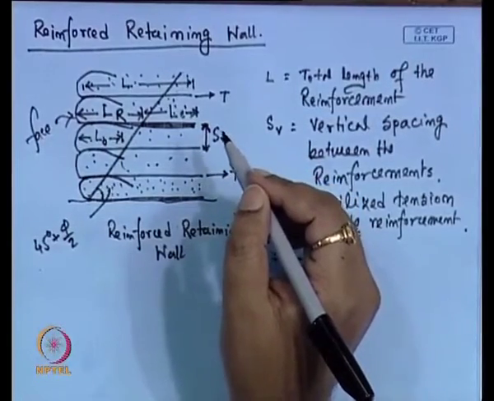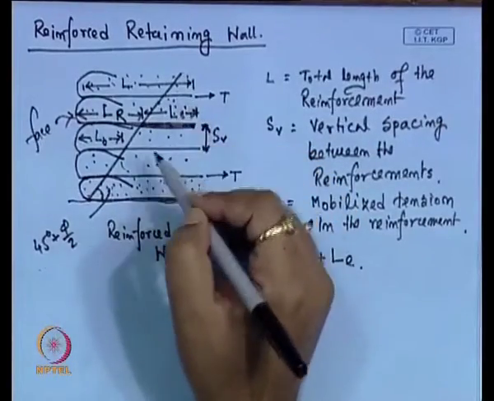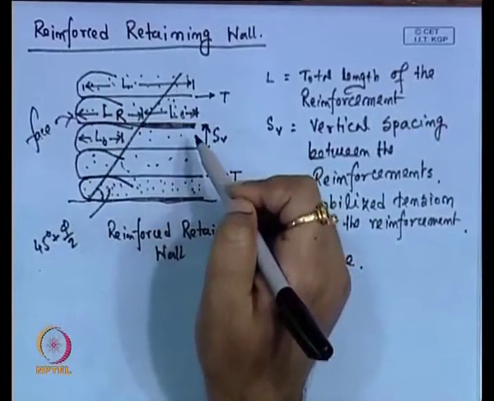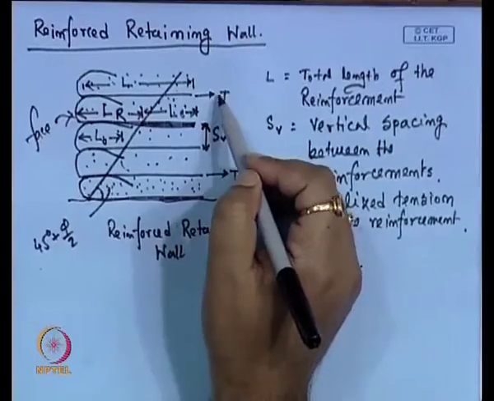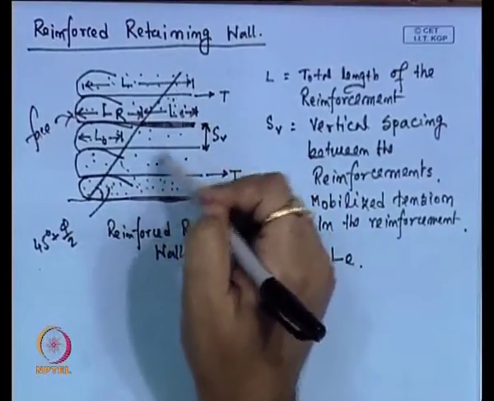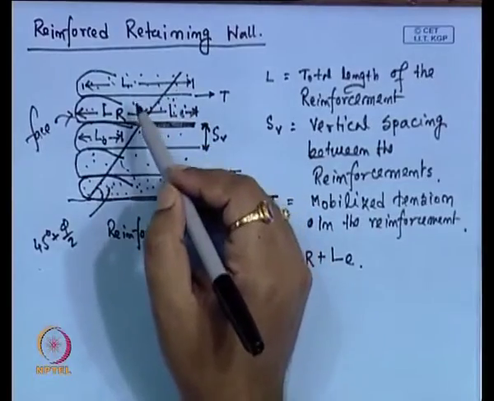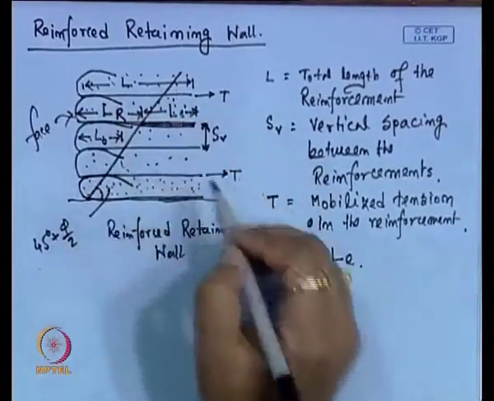So, that means we have to provide this anchorage length such that there is sufficient bonding between the soil and the geosynthetic, so that a tension can develop within the reinforcement. Because of this bonding, the total system will not slide along this surface; it can hold this surface, this total mass.